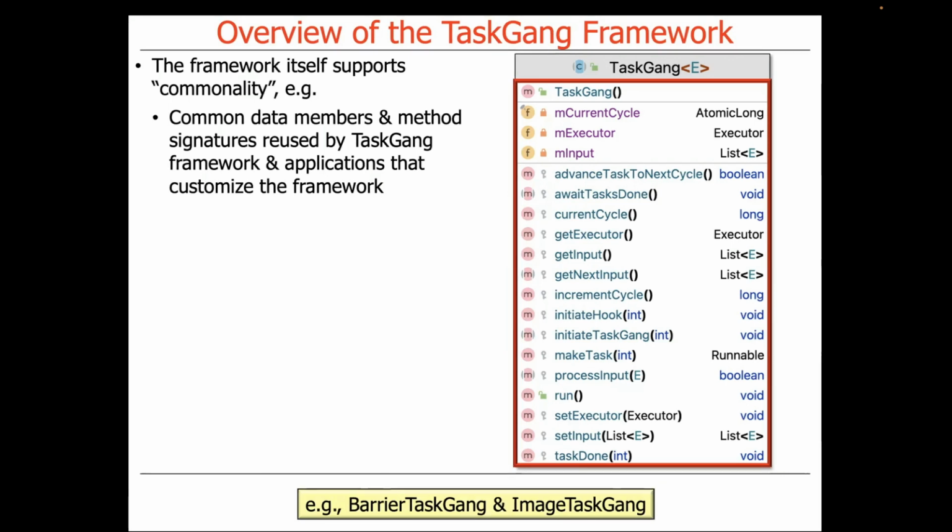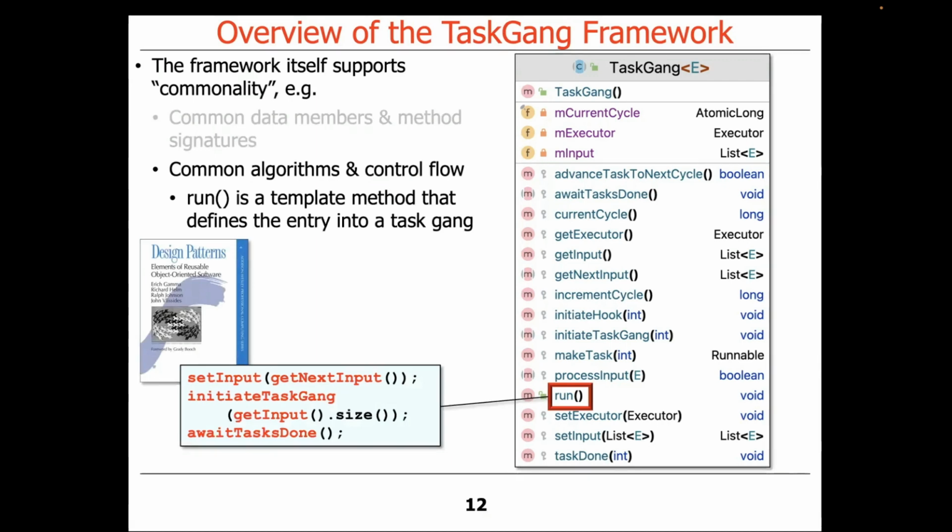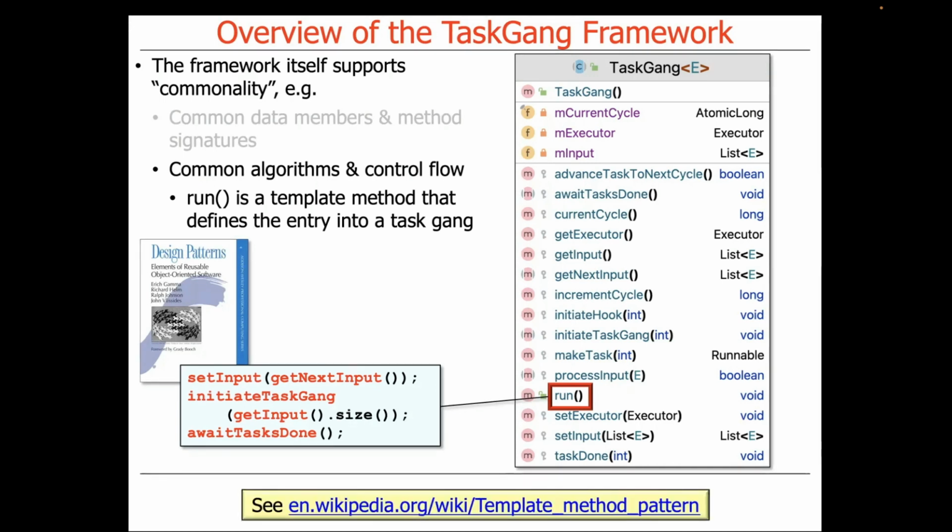And we'll see here that things like the barrier TaskGang and the image TaskGang applications, we talk about image TaskGang, we'll talk about barrier TaskGang in a future lesson to show off the barrier synchronization mechanisms in Java. These all reuse all this stuff. So we put this into a generic framework, and then we can leverage it in other contexts. Then there's also a bunch of common algorithms and control flow mechanisms. For example, there's a run method that is a template method from the Gang of Four book, the template method pattern, that defines the entry point into a TaskGang. So when you want to run the TaskGang, as you saw when we ran the driver program in the previous part of this lesson, it does a set of things. It gets the next input, it makes that the input, it initiates the TaskGang on the input size, and then it waits for all the tasks to be done.